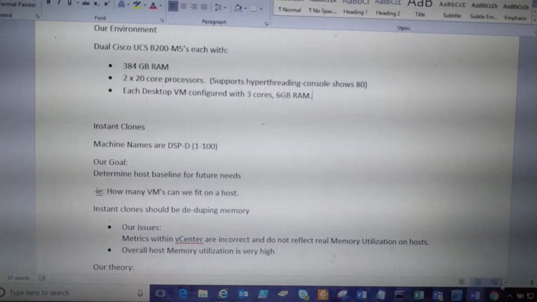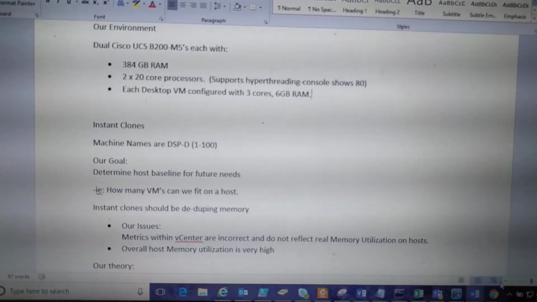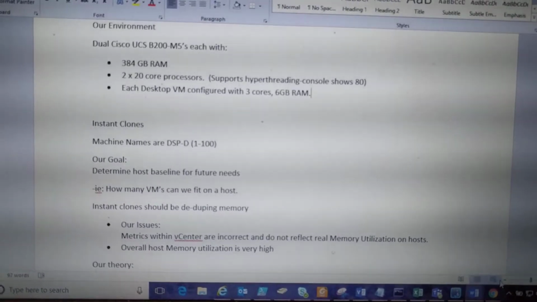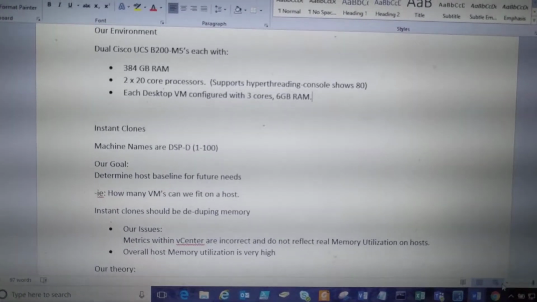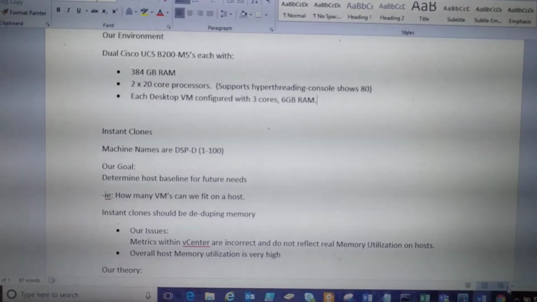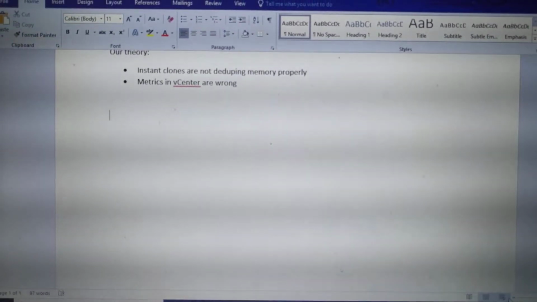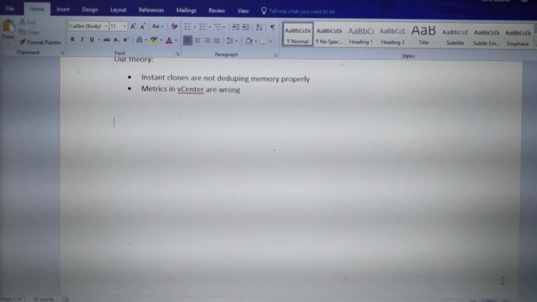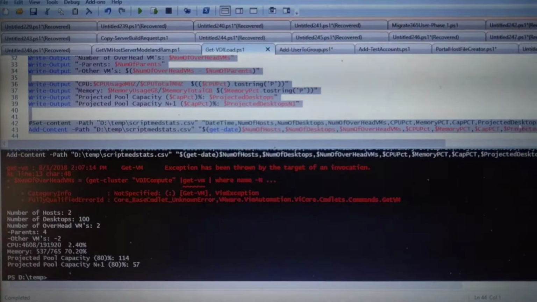Because we're using instant clones, they should be deduping memory. The issue we're encountering is they appear to not be. Metrics within vCenter are incorrect and don't reflect real memory utilization on the host, and overall host memory utilization is very high. Our theory is that the instant clones either are not deduping, or the metrics in vCenter are wrong. So let's show you that.